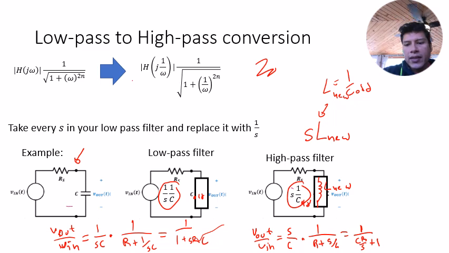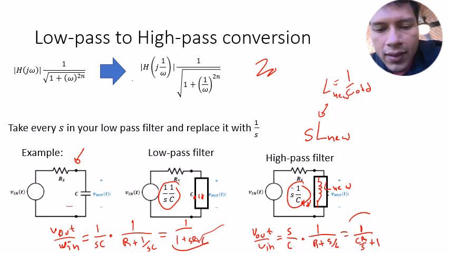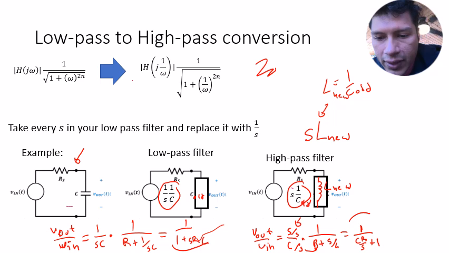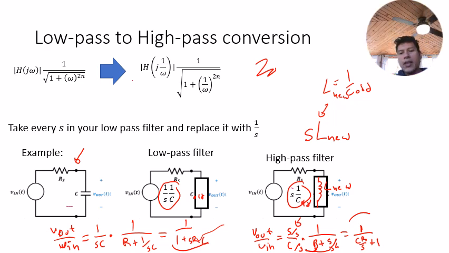So that you can clearly see that the only difference between this transfer function and this transfer function is that I replaced the S with 1 over S. Now to get it into this form, all I did was divide this by S and divide this by S, so that then this became a 1. And when I multiplied this by R, I got RC over S. And when I multiplied this by S over C, I just got 1. So these two things are equivalent, as you can see.